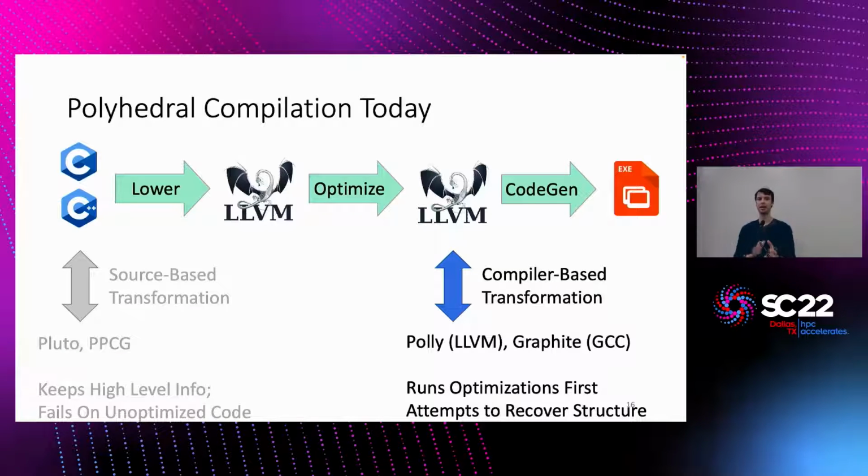You have to pattern match to some extent, as well as the fact that some of the optimizations you might have done, like loop invariant code motion, actually can get in the way, and you have to kind of undo them to go and find those relevant polyhedral portions.